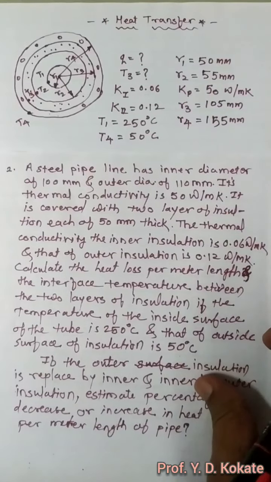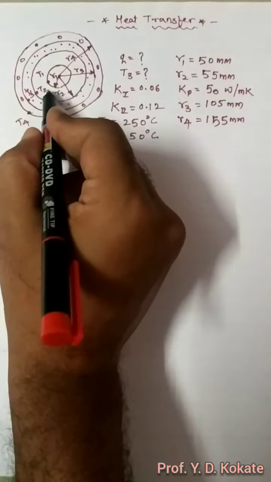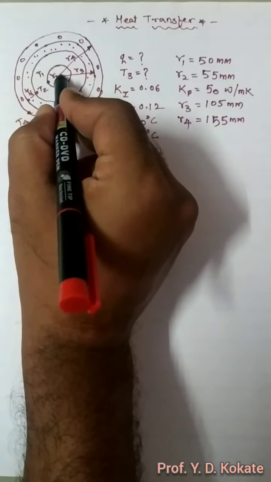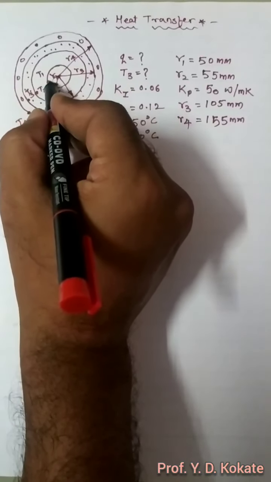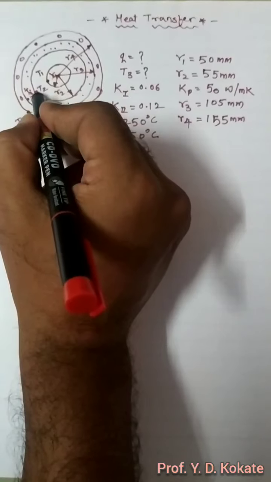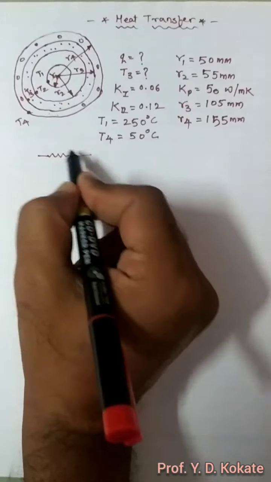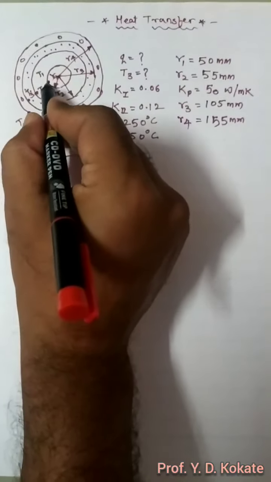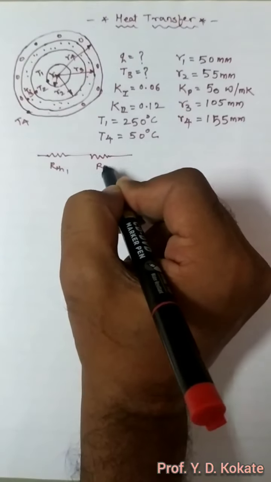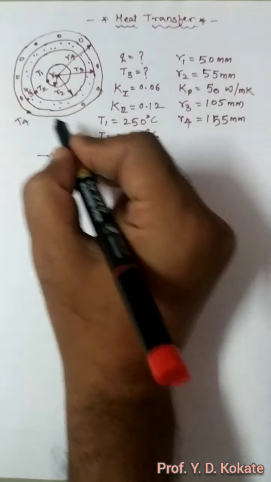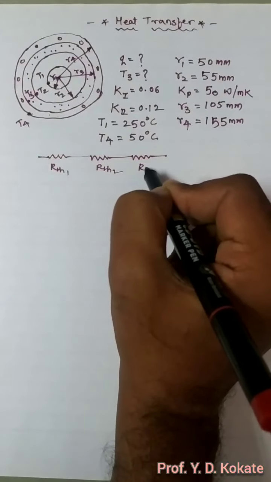Now we start the numerical. I keep it outside this for a while. So how many resistances are there? This convection is present but they have not provided temperature and convective heat transfer coefficient, so I neglect this one. So I start from T1 to T2. This is due to the pipe. So the first resistance is due to the pipe, I call it RTH1. Second resistance is due to the first insulation, RTH2. And third resistance is due to the second insulation, so RTH3.